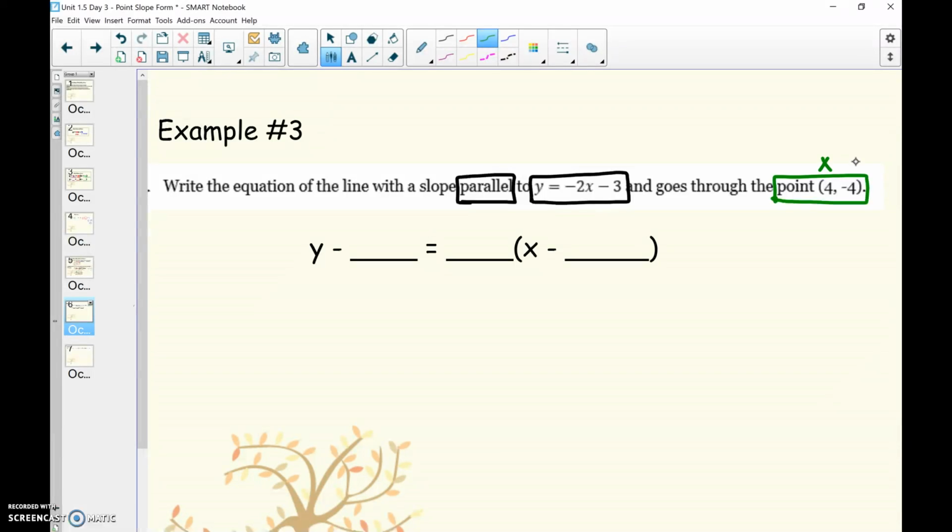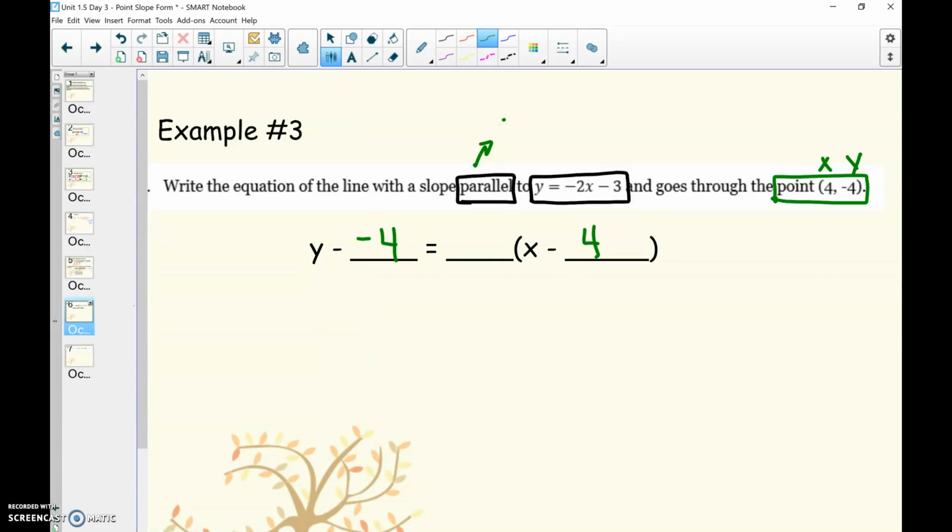This is the x coordinate, this is the y. X goes with x, y goes with y. So I've got a bunch of stuff already filled in. I just have to figure out this slope. Now remember we talked about parallel lines not only don't intersect, but their slopes are special. They're equal to each other. That's how they never intersect, is because they have the same steepness.